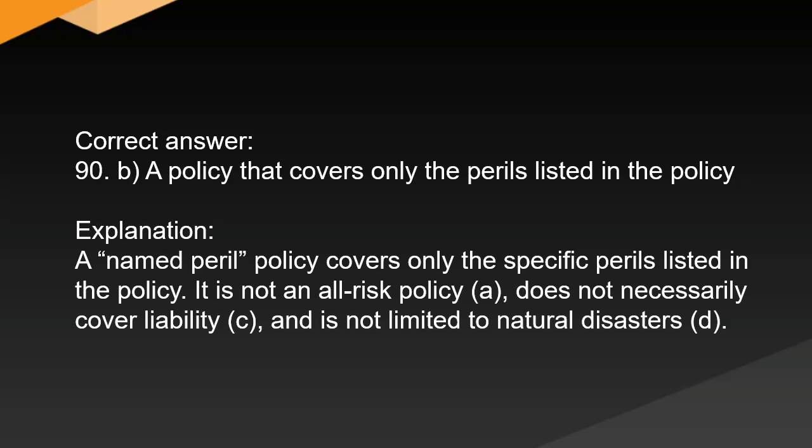Correct answer. B, a policy that covers only the perils listed in the policy. Explanation. A named peril policy covers only the specific perils listed in the policy. It is not an all-risk policy, A. It does not necessarily cover liability, C, and is not limited to natural disasters, D.